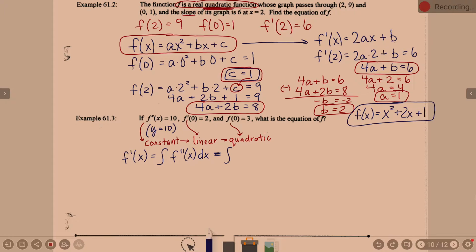Goodness. Okay, so we know f double prime of x is 10. So what we're really integrating is 10 dx. What is the integral of 10?